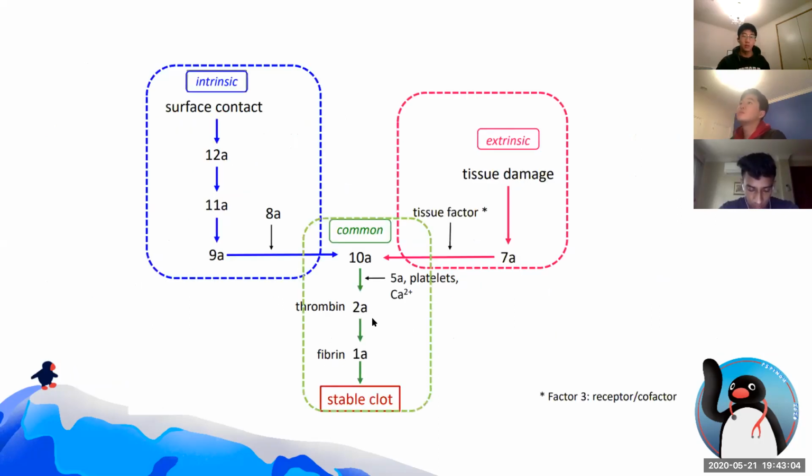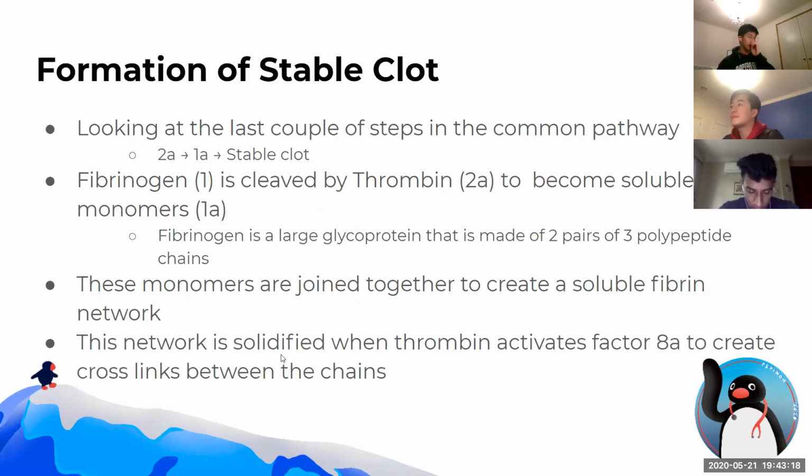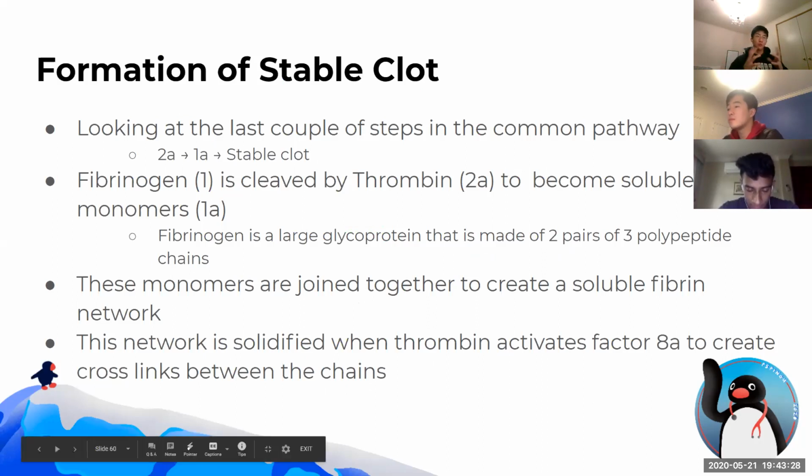So thrombin here will kind of cut our fibrinogen into fibrin. So we're looking at this lower part of forming the stable clot. And after we form these monomers, a ton of them are going to join together and form this huge network of fibrin.